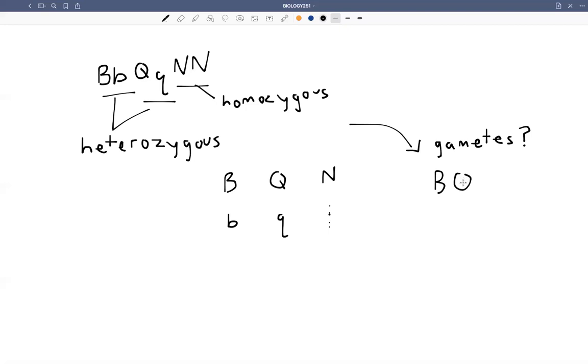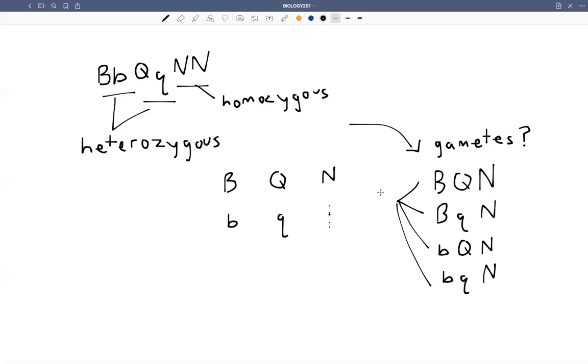I'm going to do the first 2 letters first because that's going to be familiar with what we've done already. So big B can combine with big Q or little q. Little b can combine with big Q or little q. So we still have these 4 possibilities. What's going on with N? Well, there's only one kind of N. So we don't have to complicate things anymore. We can just tack on a big N to all of these and find out that there actually are 4 possible combinations, right?